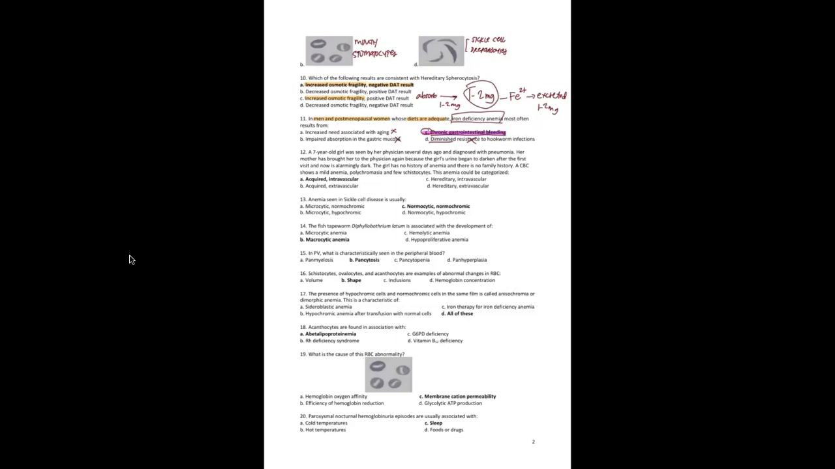Number 12. A 7-year-old girl was seen by her physician several days ago and was diagnosed with pneumonia. Her mother has brought her back to the physician because the girl's urine began to darken after the first visit and is now alarmingly dark. The girl has no history of anemia and there is no family history. The CBC shows mild anemia with polychromasia. What is polychromasia or anisochromia? The colors of our RBCs vary.